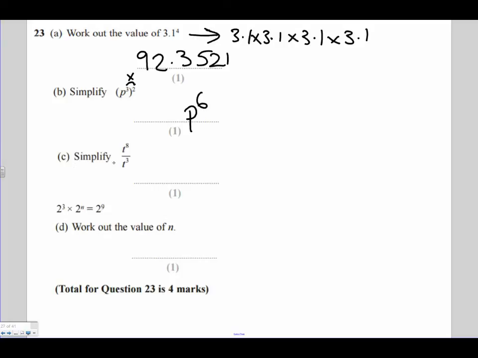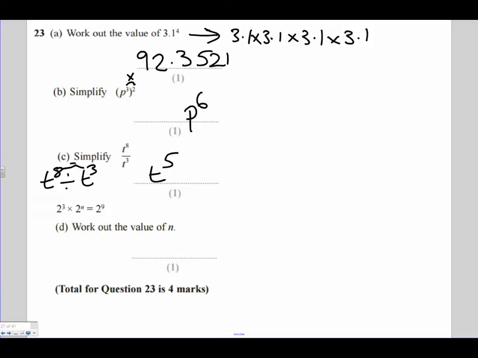Part C. Simplify t to the power 8 over t to the power 3. Well, it's just the same as t to the power 8 divided by t to the power 3. When you have your powers like this, you subtract them. So 8 minus 3 is 5. So t to the power 5 is the correct answer.